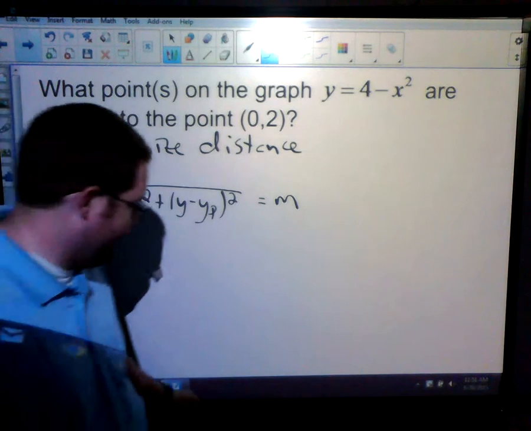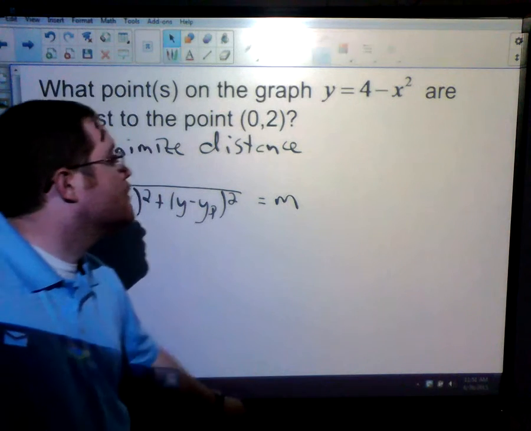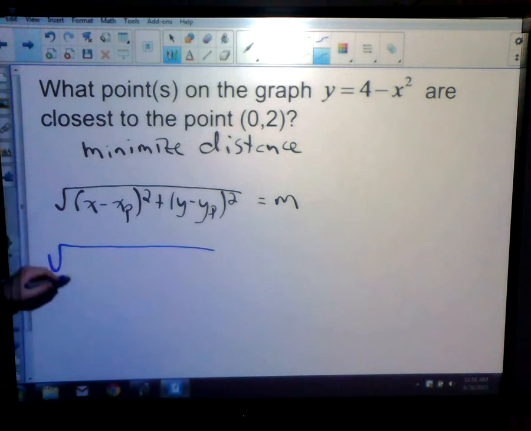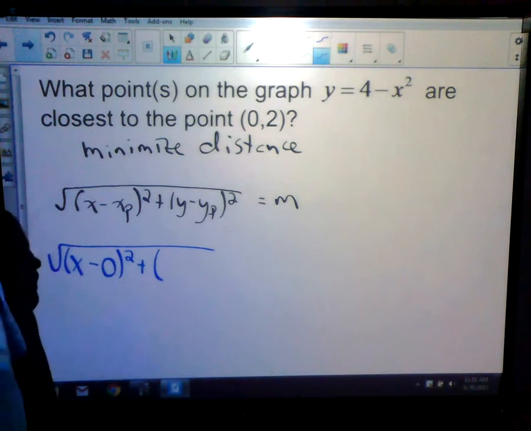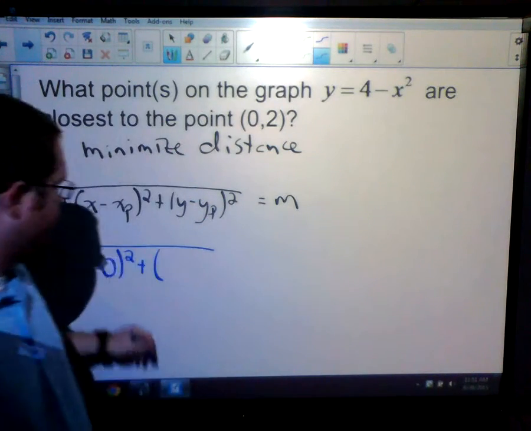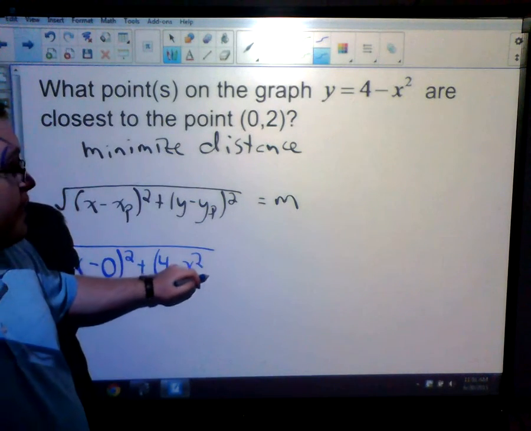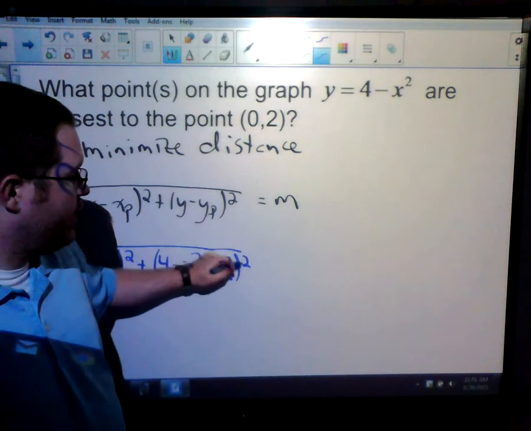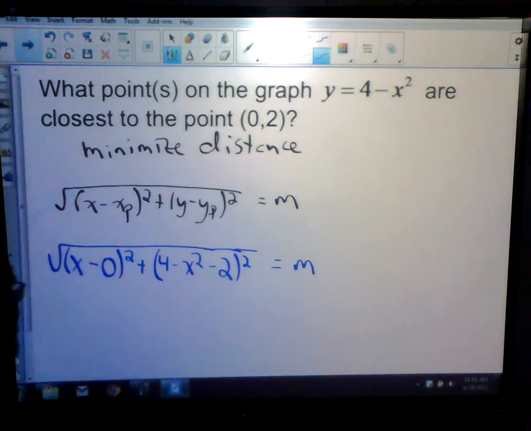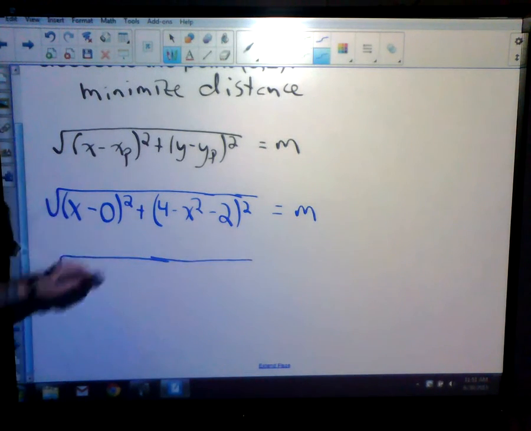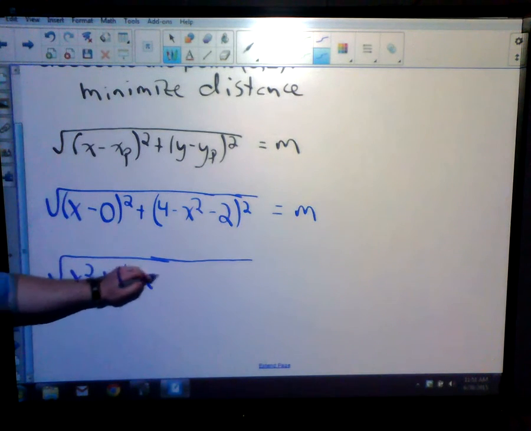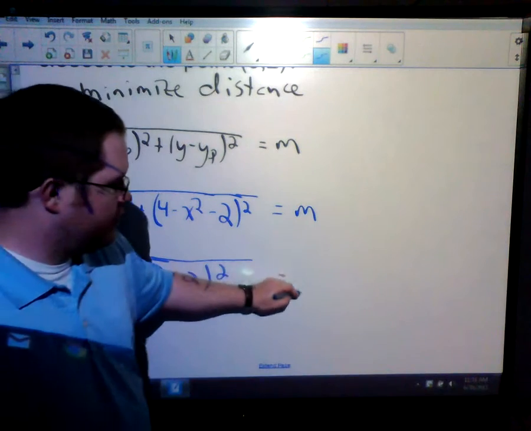If you don't know it, you got to Google it. Let's plug in some things we know. I know that x minus the x point is 0, squared, plus, what's y? 4 minus x squared minus 2, because 2 is the y value of the point, squared equals m. Good news, it's all one variable. It's all x. Bad news, it's really ugly. This is the square root of x squared plus negative x squared plus 2 squared equals m.